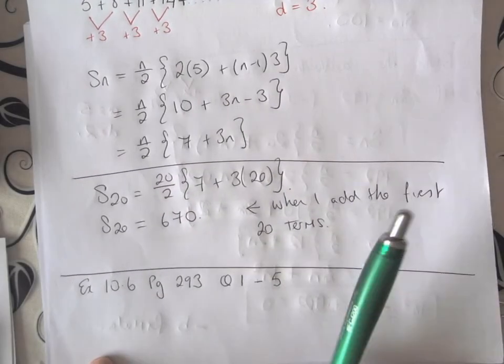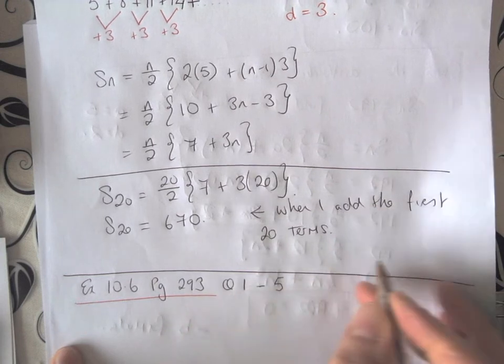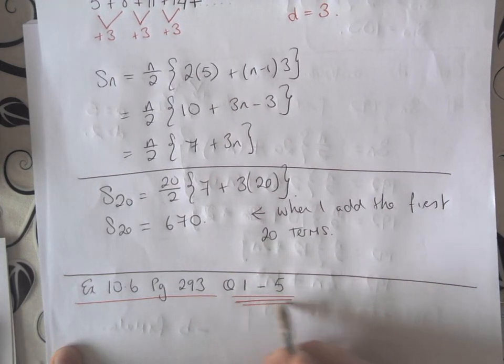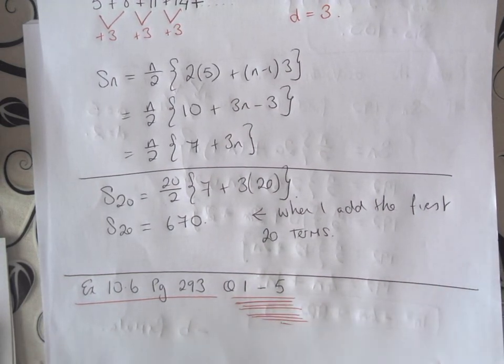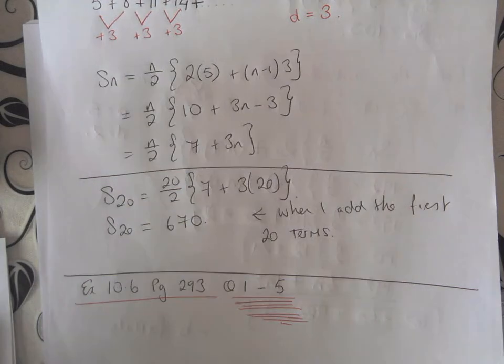So exercise 10.6, page 293. Try questions 1 to 5. Alright. So they're getting Sn and S8 and S10 and stuff. There isn't actually one like the last example we did. I'll do another example like that tomorrow where we have to use the minus b formula. Okay.